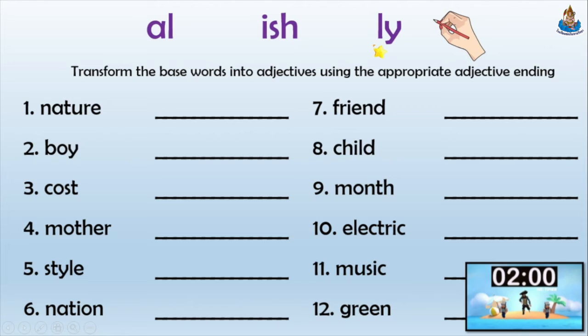As for number one, what suffix should we add to the word nature for it to become an adjective? So you choose one from these three and then you write the answer on the space provided. You can write just the answers on your notebook, so make sure that you have 12 items on your notebook. Alright, so you have 2 minutes to work on this one.